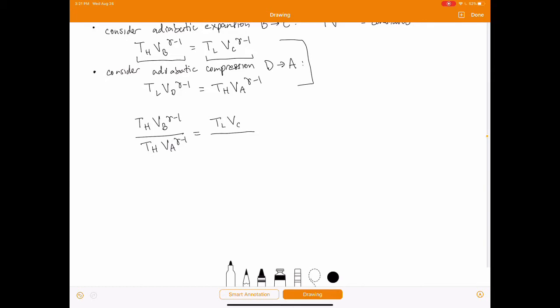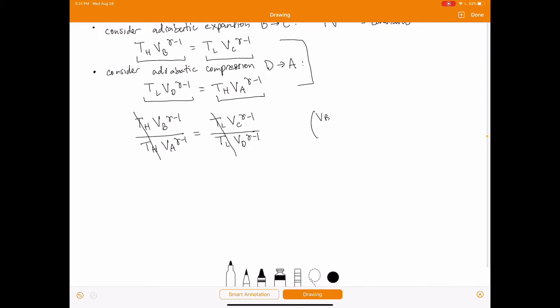So that goes on top. On the bottom, I have TH times VA to the gamma minus 1. I know that's equivalent to TL times VD to the gamma minus 1. In other words, we're sort of just taking these two equations and dividing one by the other. And that simplifies things because TH goes away, TL goes away.